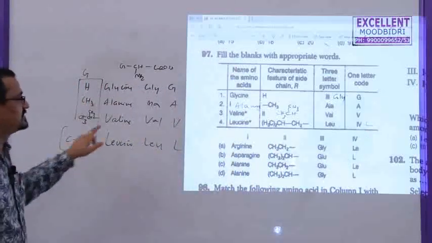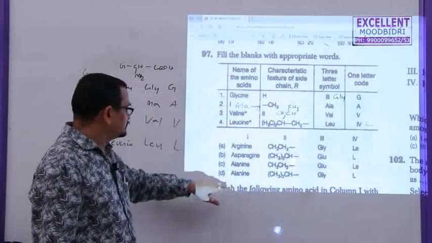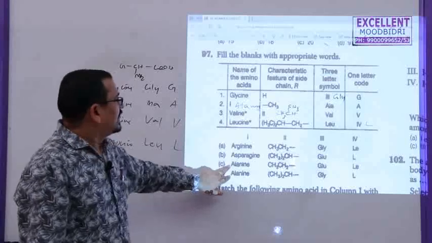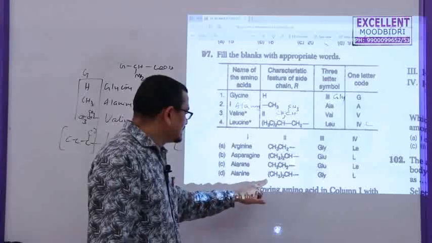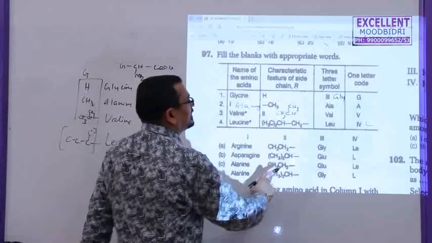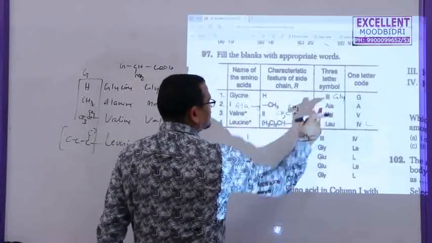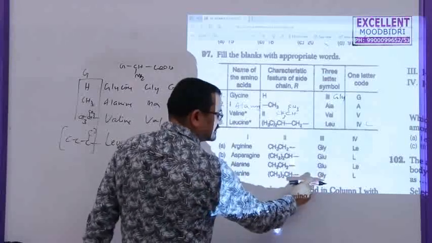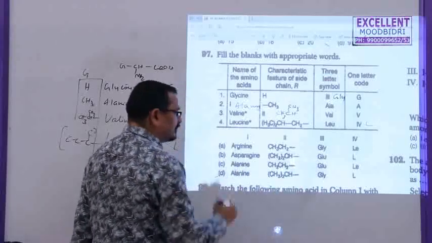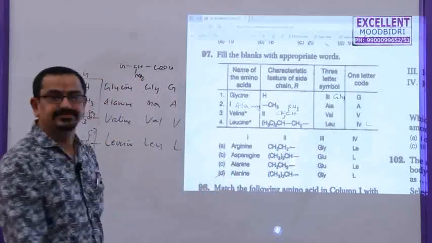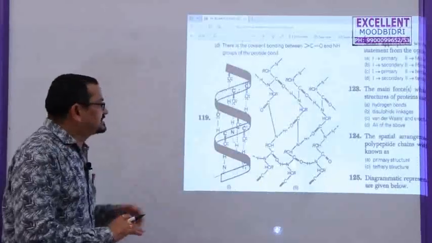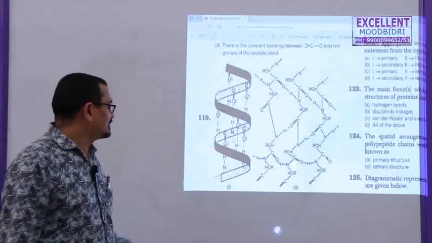Now what are the options? The first one is alanine, this is ethyl, the second one is isopropyl, and the third one has the three-letter symbol GLY. So obviously the fourth one is the answer, because the fourth one is L. Already we named that. Now the next question, where two diagrams are given.